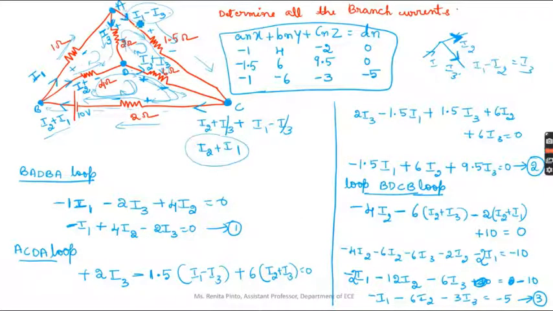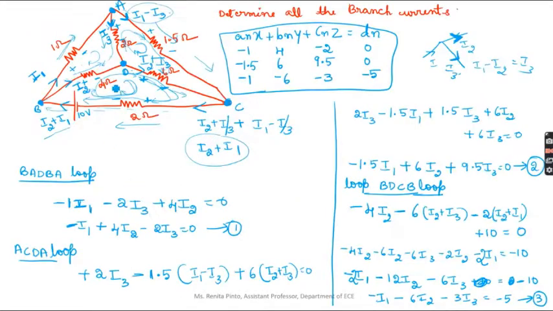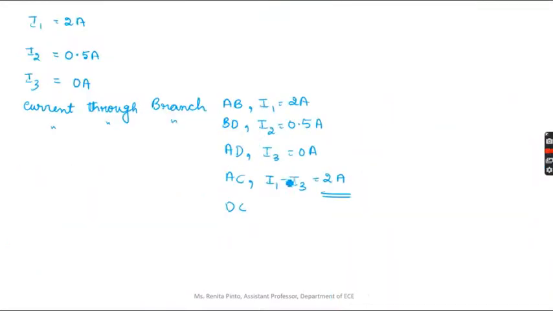Next, current through branch AC. Current through branch AC is I1 minus I3. So I1 minus I3, that is 2 minus 0, that will be equal to 2 amps. Next, current through branch DC. So current through branch DC, if you see, that is I2 plus I3. So 0.5 plus 0, which is equal to 0.5 amps.